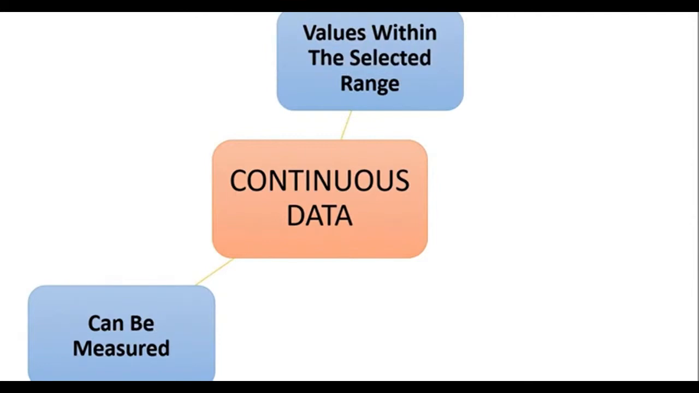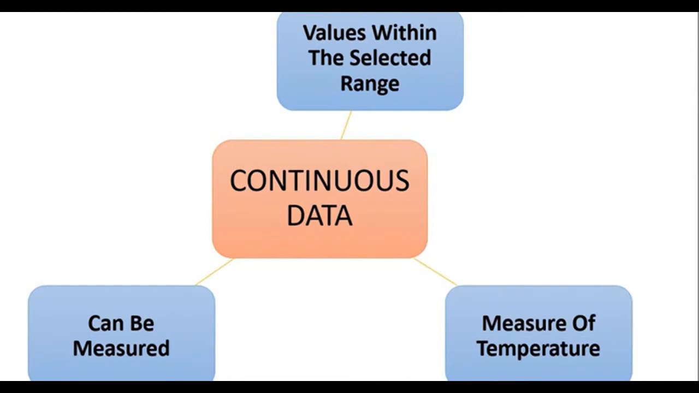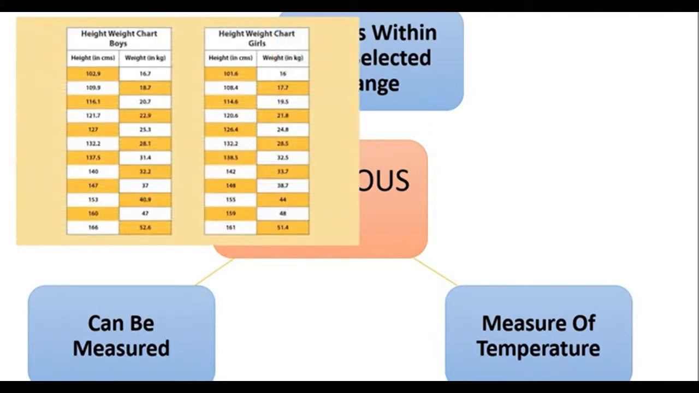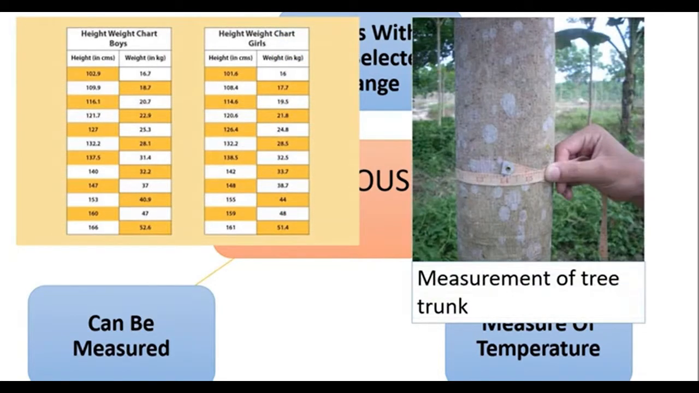We move on to the second solution for the second misconception, to highlight the characteristics of different types of data. I will only explain three types of data, which are continuous data, discrete data and categorical data. Continuous data is data that can be measured, where the values are within the selected range. One example of continuous data is the measure of temperature. Can you name others? How about the measurement of the height or weight of a person? The measurement of a tree trunk?